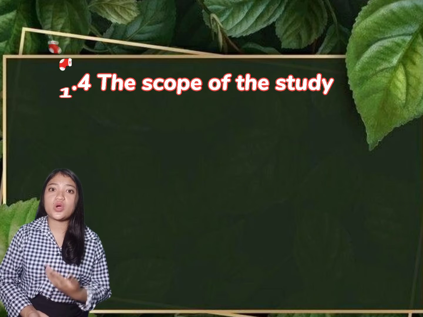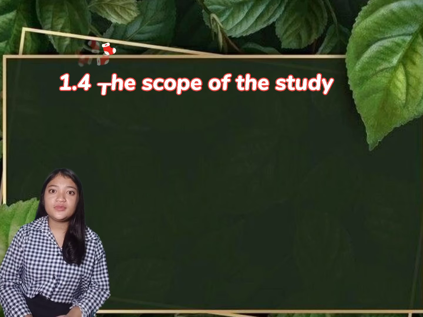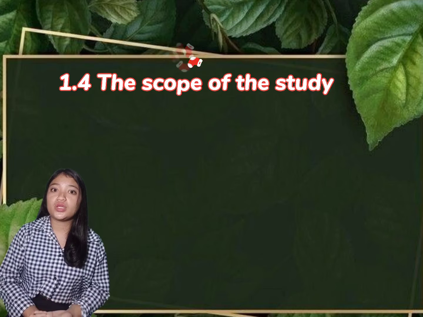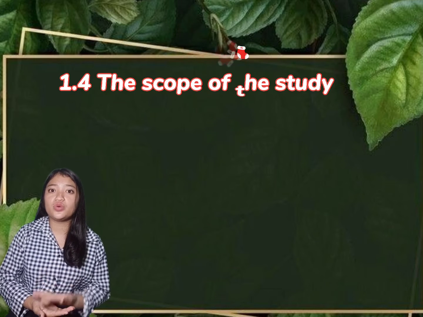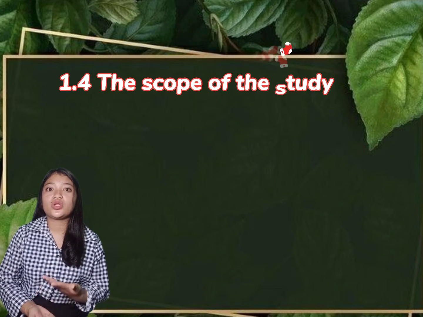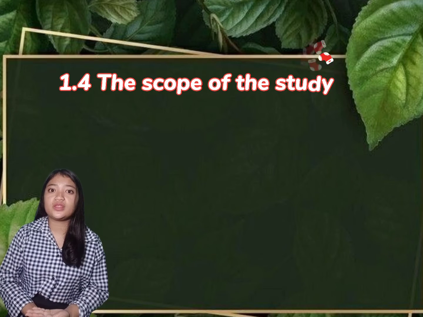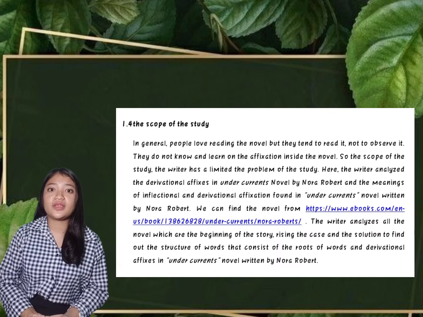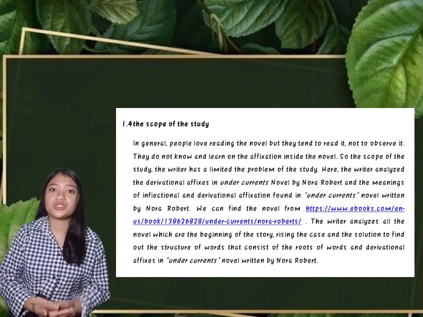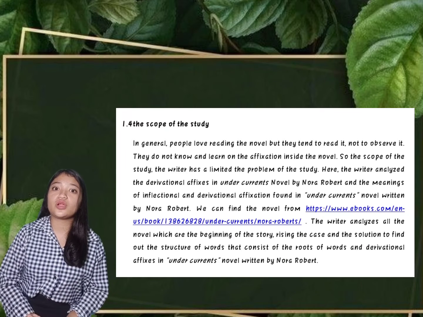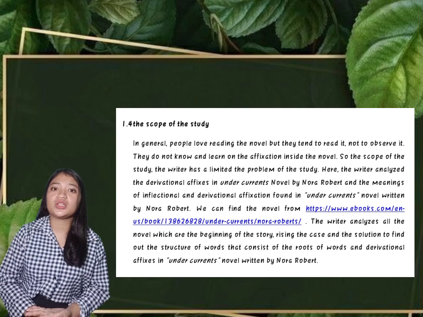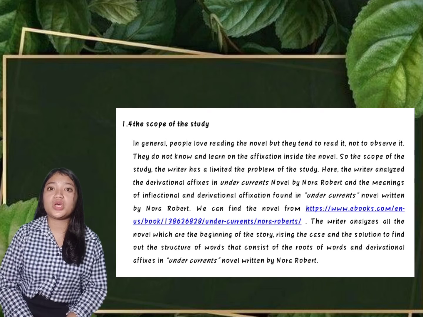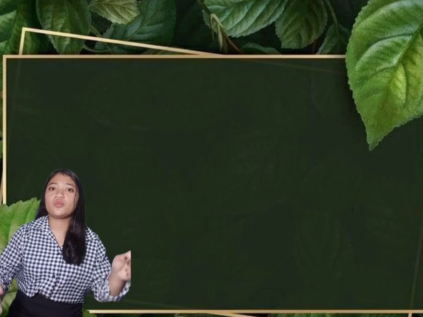So the next is the scope of the study. The scope of the study refers to the parameters in which the study will operate. It also refers to the boundaries that the researcher sets on the study, which can be said to be within the researcher's control. And the scope of the study in my thesis is to analyze the derivational affixation in Undercurrent novel by Nora Roberts and the meaning of inflectional and derivational affixation found in Undercurrent novel written by Nora Roberts. We can find the novel from the link.